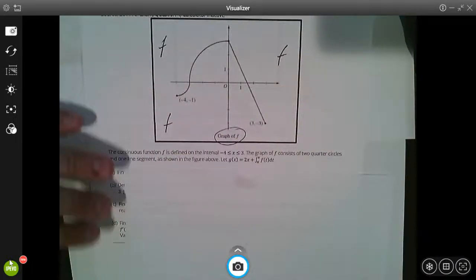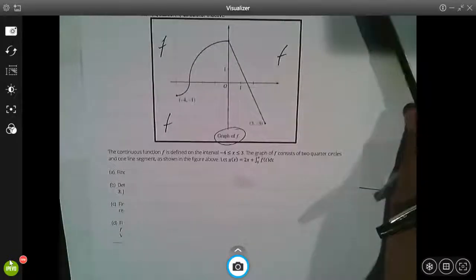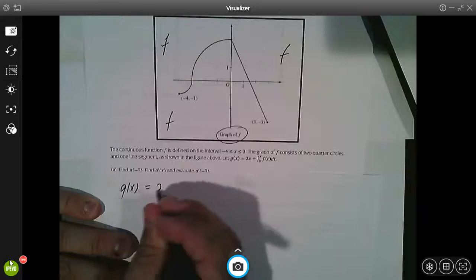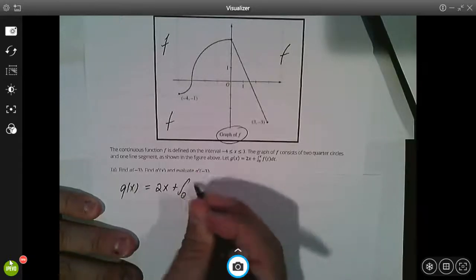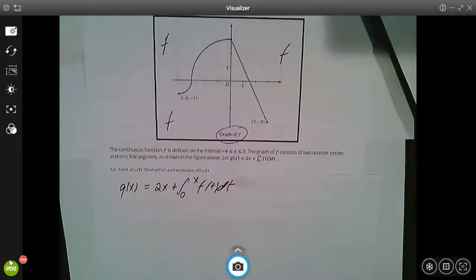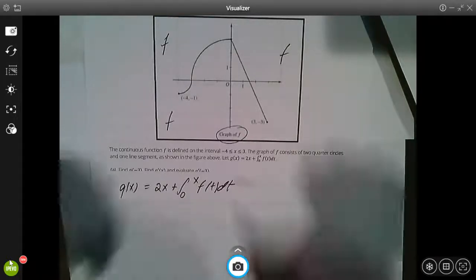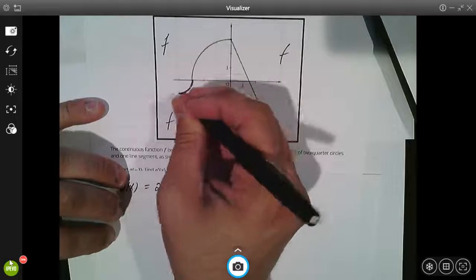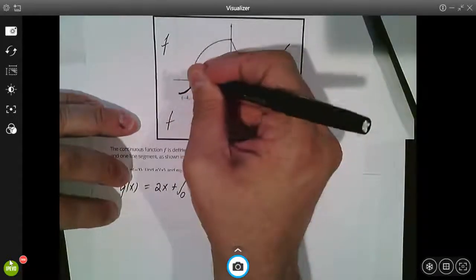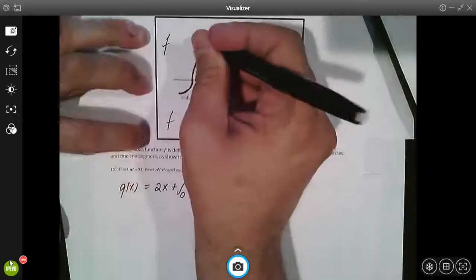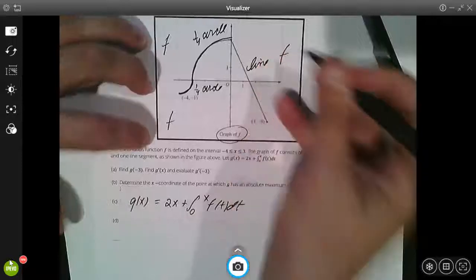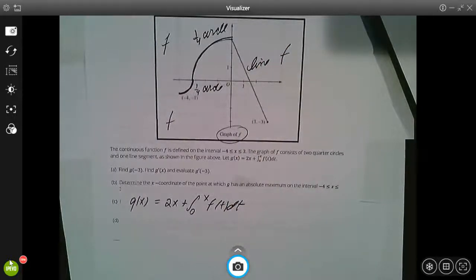And then they define a new function that they're calling g of x. G of x is 2x plus the integral from 0 to x of f of t dt. Okay, we've got a quarter circle here. We've got a quarter circle here. And we've got a line over here. These are some of the pieces that they've told us.